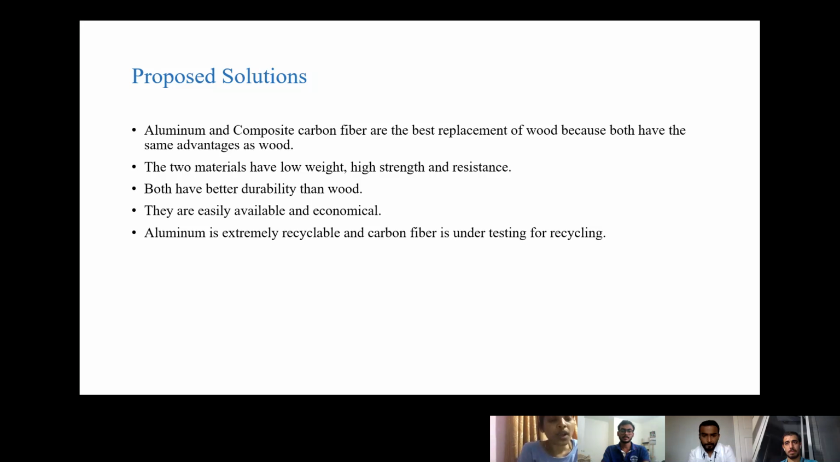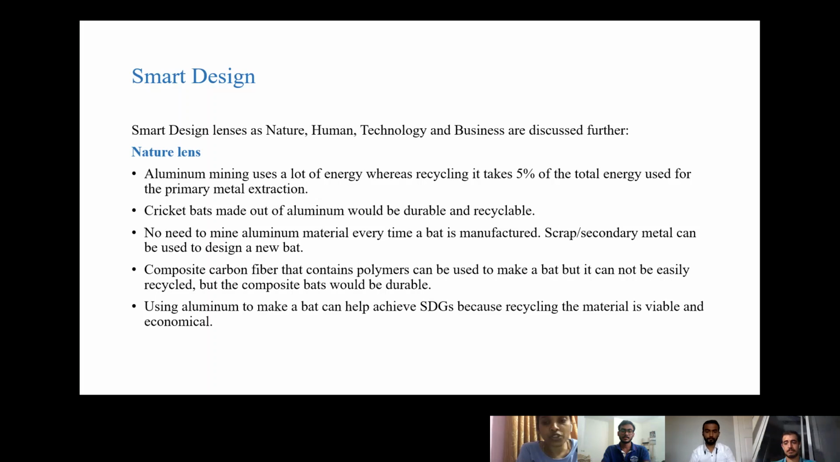And moving on to the smart design, the nature lens that I'm going to talk about. Aluminium mining consumes a lot of energy, whereas recycling takes way less energy. It's just 5% of the original extraction. Also, aluminium bats could be more durable and they are highly recyclable. So whenever we make a bat, we don't need to mine the aluminium because we can use the secondary metal. It has equal properties as the primary metal.